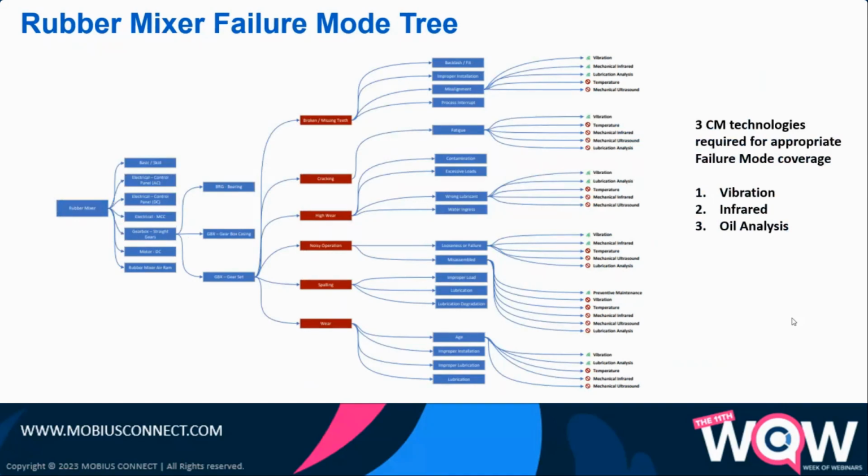This right here is kind of a blow up of the last slide. I don't know if you can actually see this any better, but this is an example of a rubber mixer. You've got a rubber mixer, and in that rubber mixer, there's a gear set. This is just one example from one component, and then it maps out the problems and the reasons from our failure mode library, and then maps again to the appropriate condition monitoring technologies. In this example for a rubber mixer, 3 condition monitoring technologies are required to cover all the failure modes in this highly critical piece of equipment in the tire manufacturing industry. That's vibration, infrared, and oil analysis.